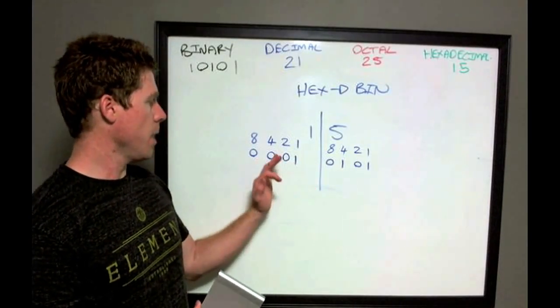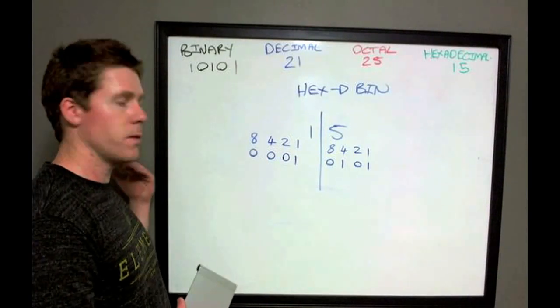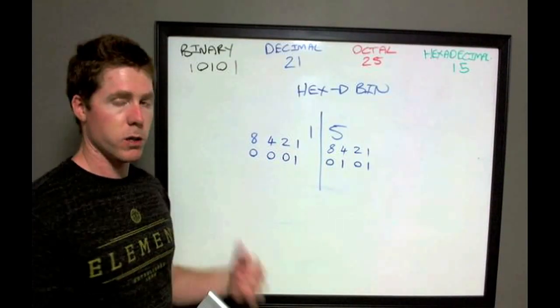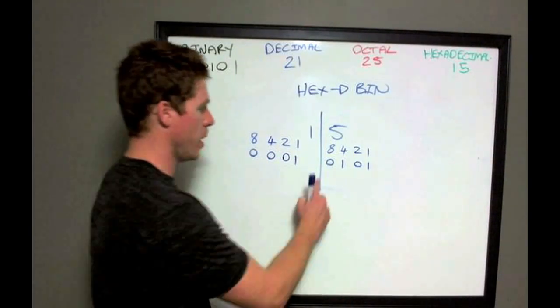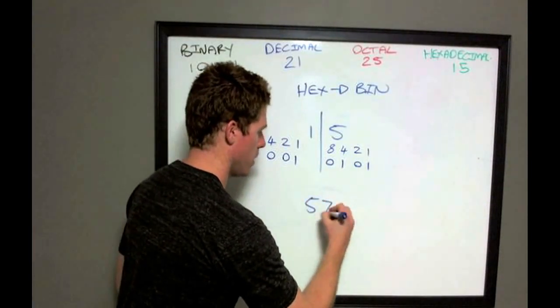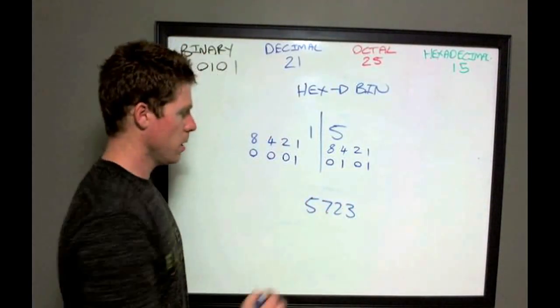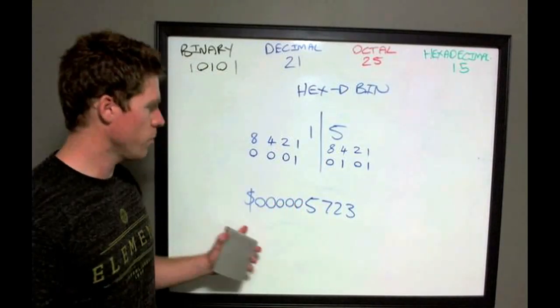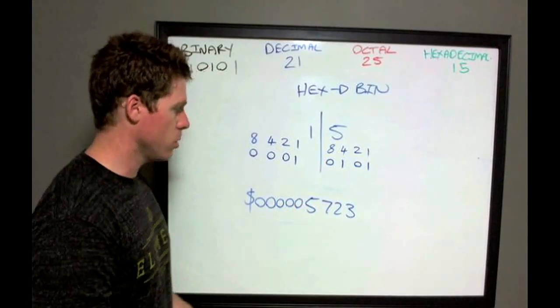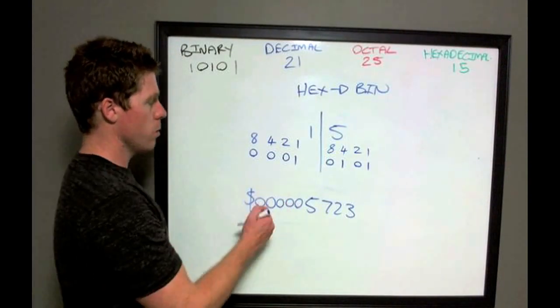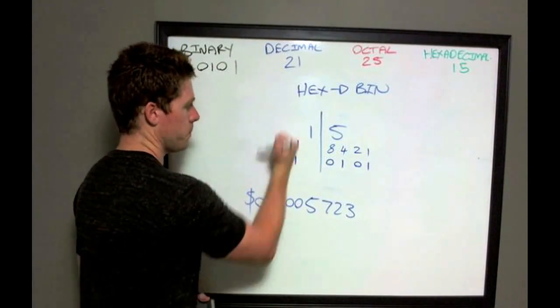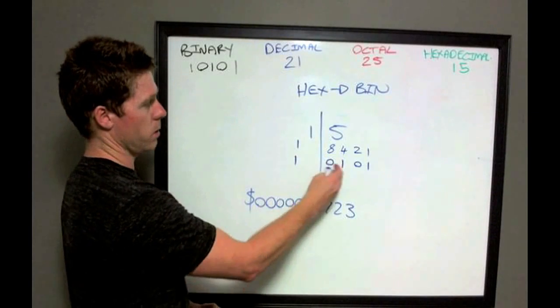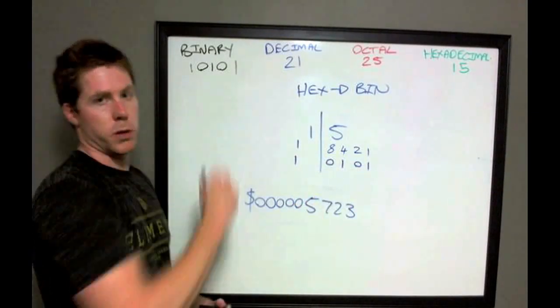Again, it doesn't matter how many zeros we place over to the left-hand side, the number still doesn't change. Just as if we had $5,723, it doesn't matter if we just kept putting zeros there. It doesn't change the fact that it's still just $5,723. So realistically, let's just get rid of them, and we get 10101, which is what we started with up here.